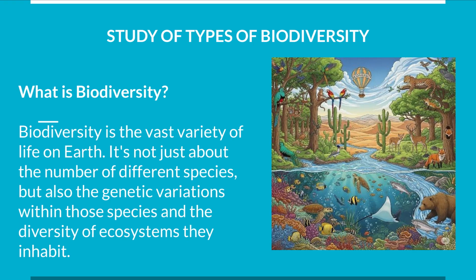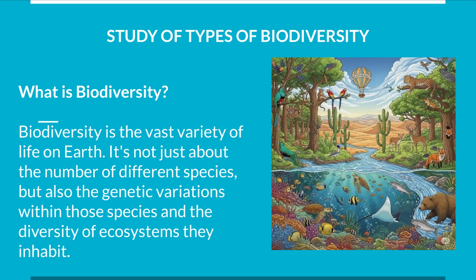What is biodiversity? Biodiversity means the variety of life forms found on Earth. It is not only about the number of different species, but also about the genetic variations within those species and the variety of ecosystems they live in. For example, biodiversity includes plants, animals, microorganisms, etc. In short, biodiversity represents the richness of life on Earth and how all living organisms are connected.